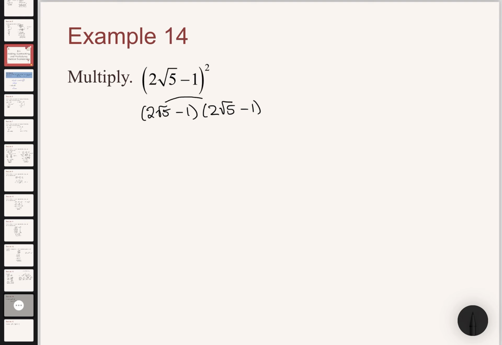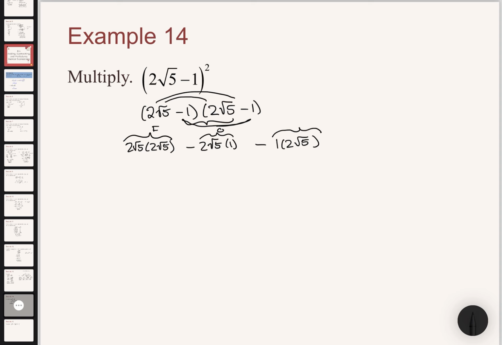So over here, I'm going to multiply my first terms. So I have 2 times the square root of 5 times 2 times the square root of 5. Those are my first terms. Then I have my outside terms. So that's going to be minus 2 times the square root of 5 times 1. I don't really need to write the 1. I will for right now just to be consistent. Minus my inside terms, minus 1 times 2 square root of 5. So these ones were outside, these were inside. And then I have negative 1 times negative 1, so plus 1. Those would be my last terms.